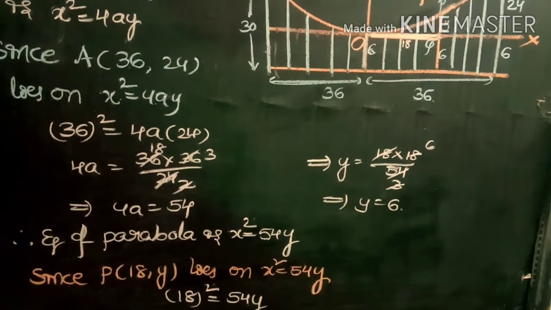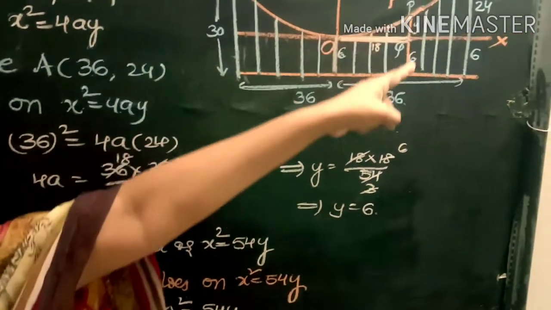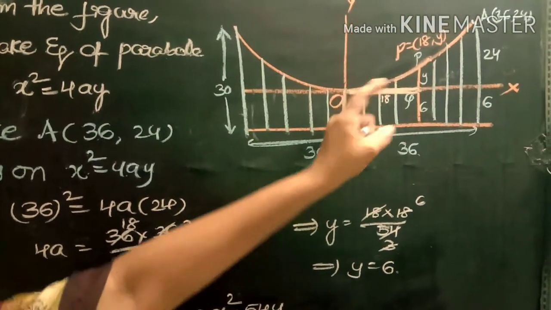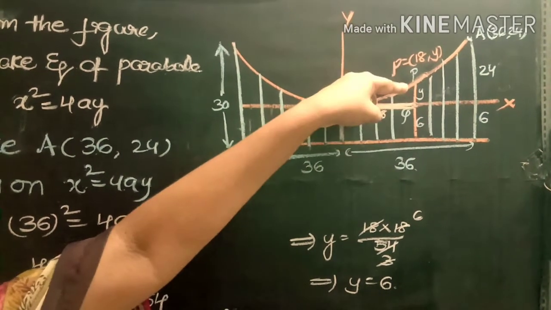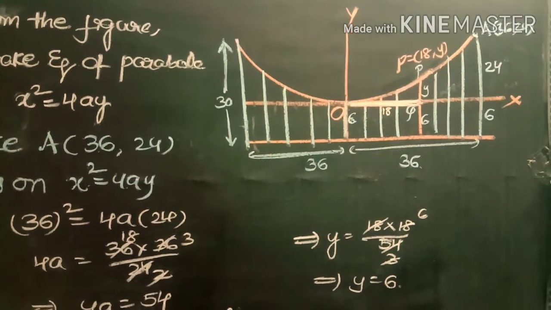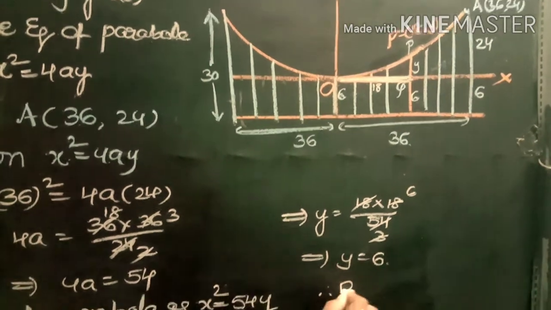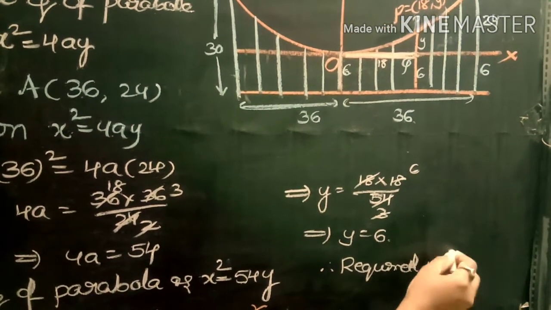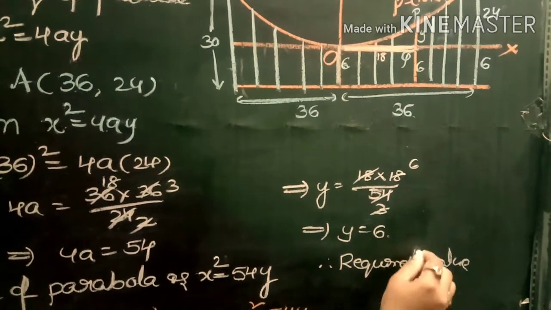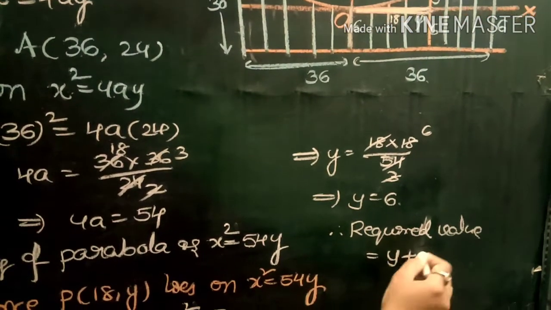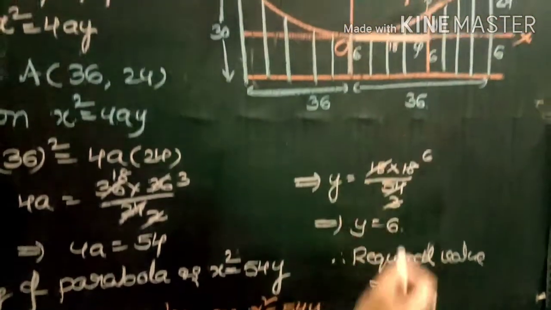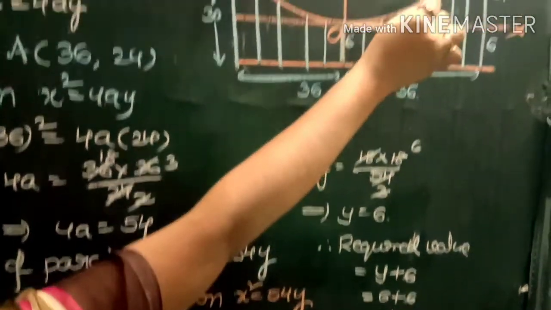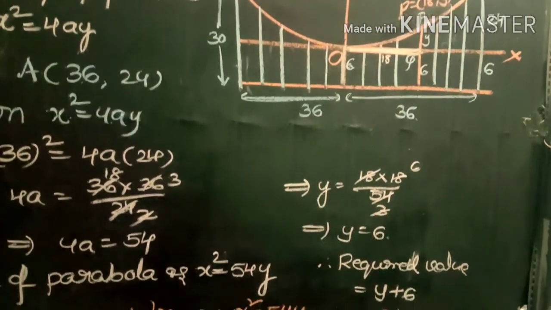Now what do we want? We want the length of the supporting wire which is at a distance of 18 units from the middle point of the bridge. We want the length of the supporting wire, that is, we want the value of y plus 6. Therefore the required value is y plus 6. What is the y value? y is equal to 6. 6 plus 6 is equal to 12. Therefore the length of the supporting wire at this place is equal to 12. That's all.